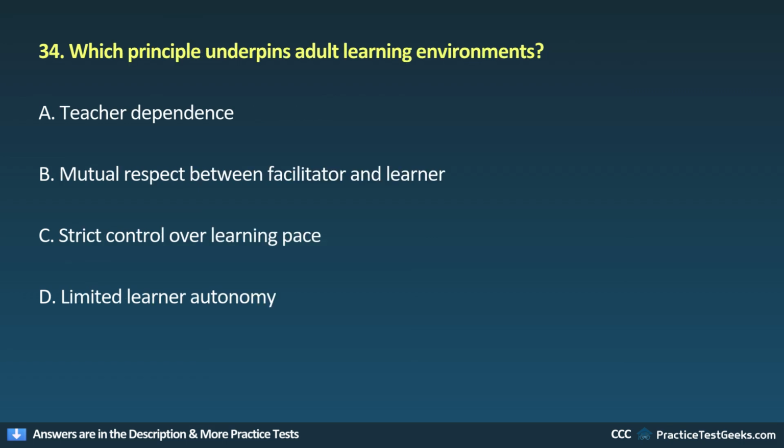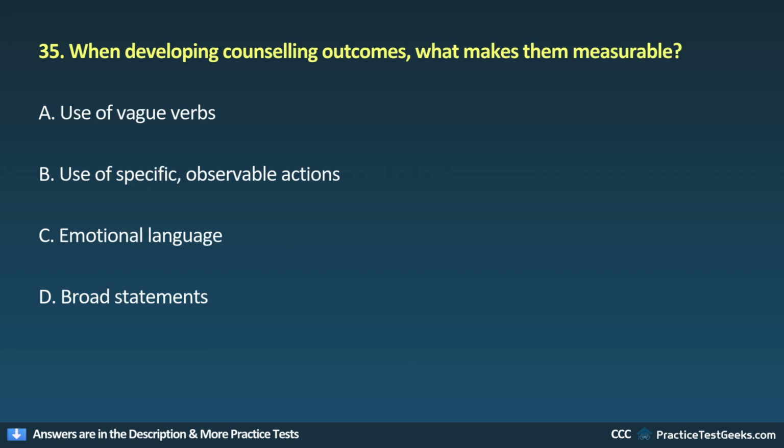34. Which principle underpins adult learning environments? A. Teacher dependence. B. Mutual respect between facilitator and learner. C. Strict control over learning pace. D. Limited learner autonomy.